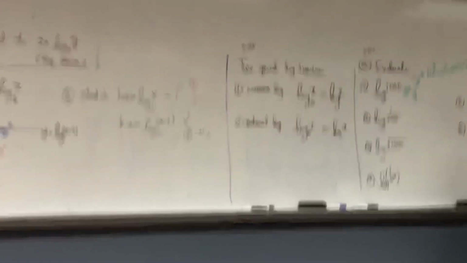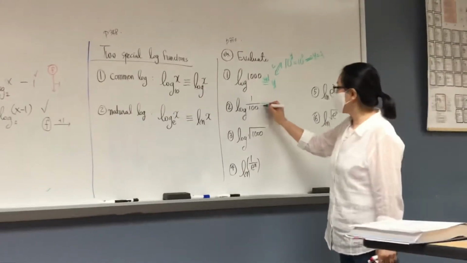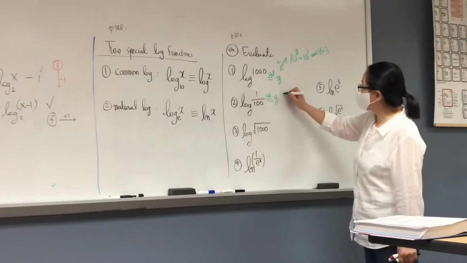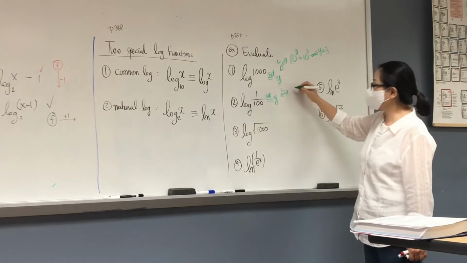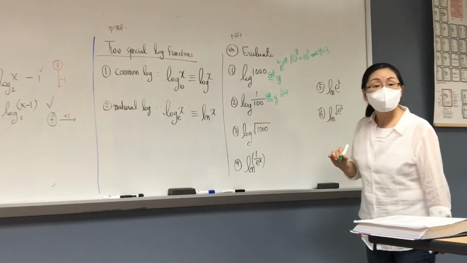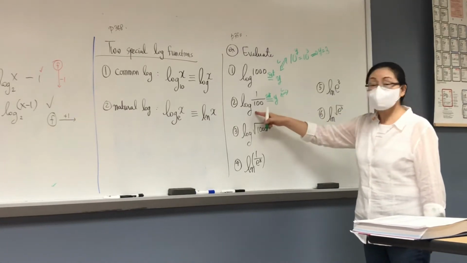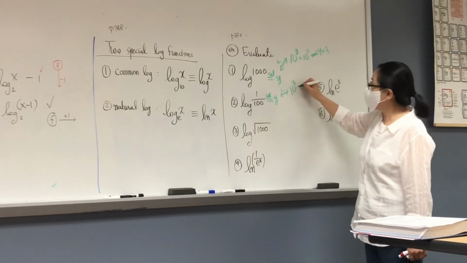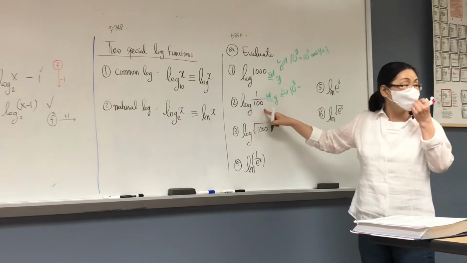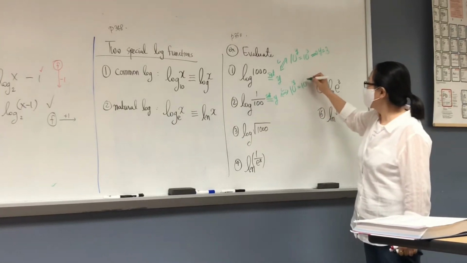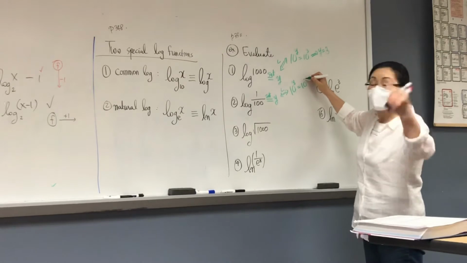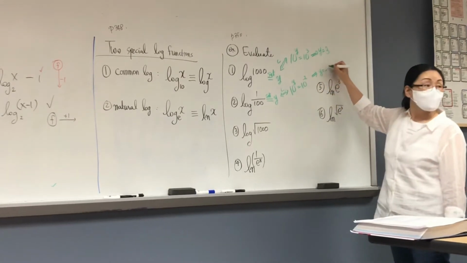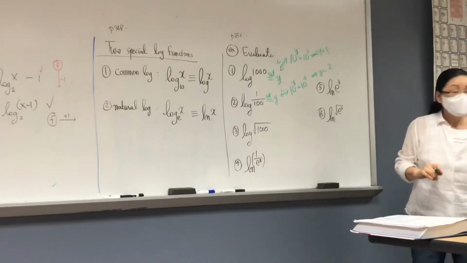Good. How about this? Same thing. Set y, and then convert. Can we convert it to the negative exponent form? It's still base 10. 10 to the power y equals 1 over 100. 1 over 100 is 10 to the negative what power? Negative 2. So y is negative 2. Of course. You understand?